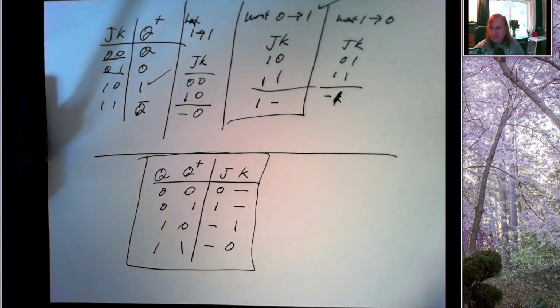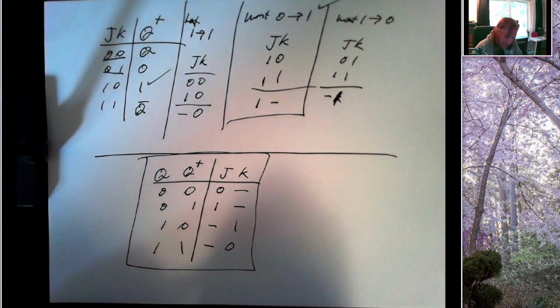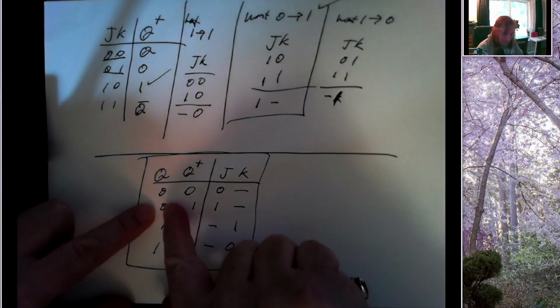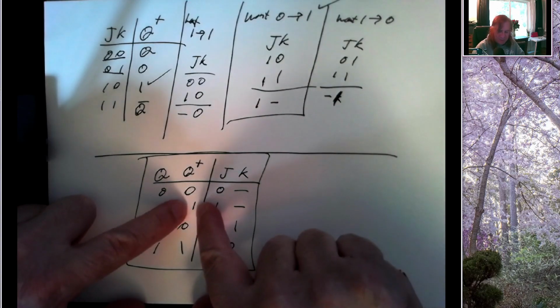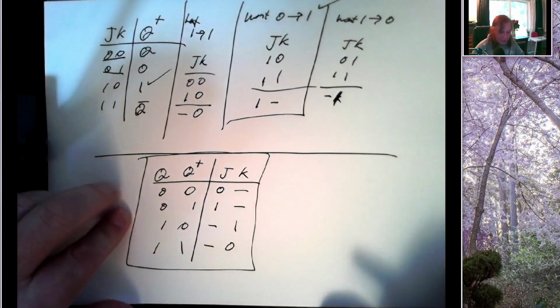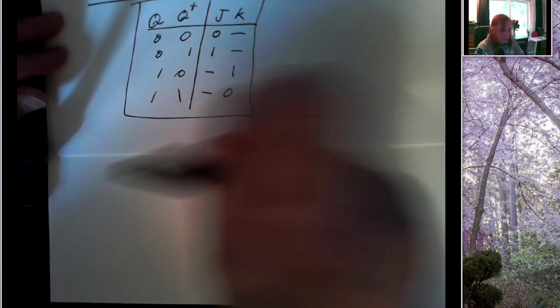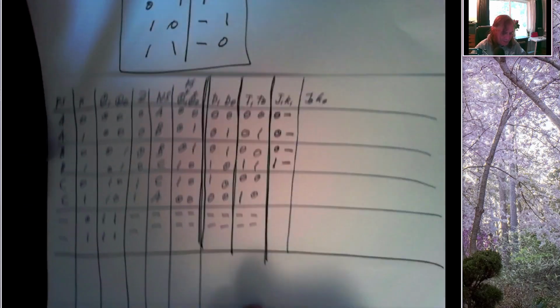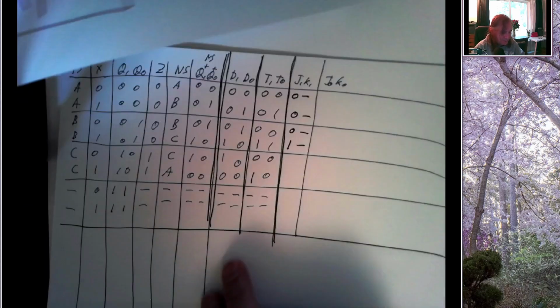So this is sometimes called an input excitation table. And this is a shortcut that tells us if we know the current output of the flip-flop and we know what we want the new value of the flip-flop to be, here's how we set up J and K. And once we have this table, we can pretty quickly fill in this transition table.